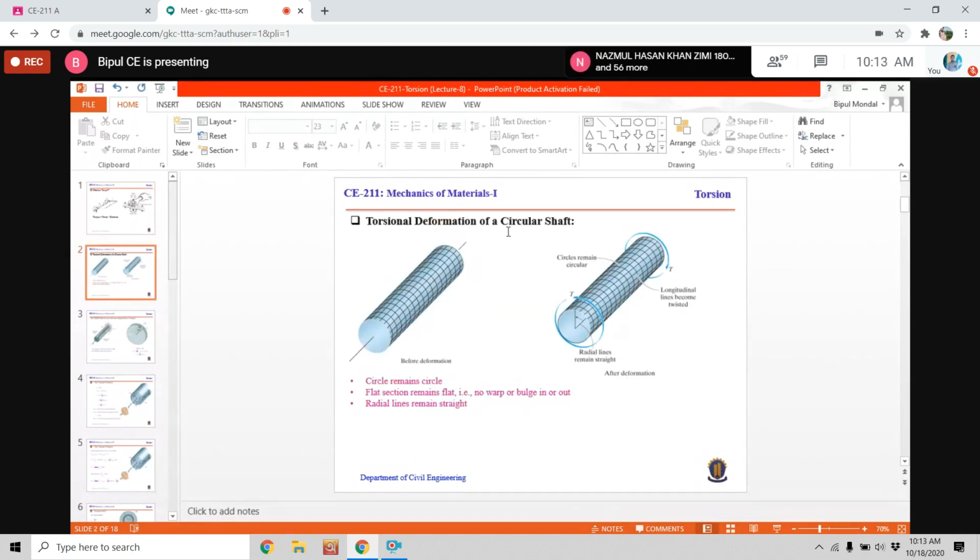And the torsional deformation of a circular shape. First of all, we will discuss about regular shape, and then we will go to irregular shape. So regular shape we can consider a circular shape, and this is the original shape, and this shape is free from any torque. And if we apply torque to this shape, the first shape, when this shaft is subjected to a torque.